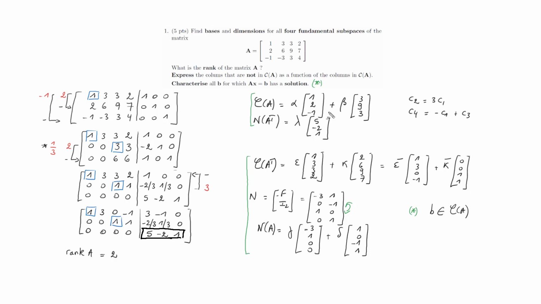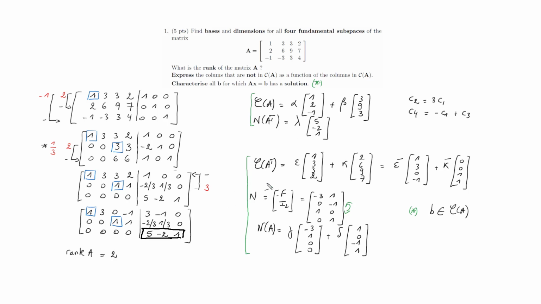We can also check that this is correct by taking the scalar product of the elements in the column space with the elements in the left null space. If you take the scalar product of this one times this one, you have 5 minus 4 minus 1, so this is 0. You can do this check with this one, scalar product with this one, and you will see that this is correct as well.